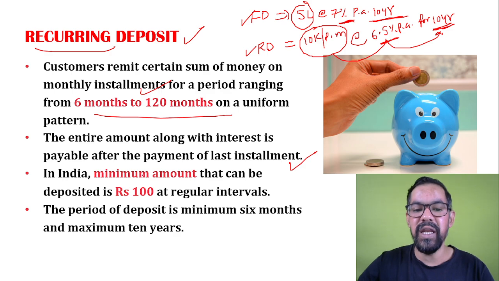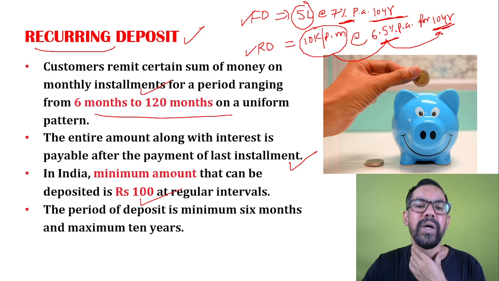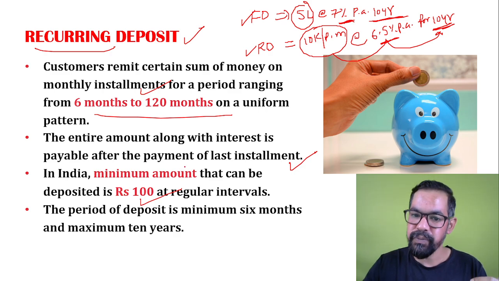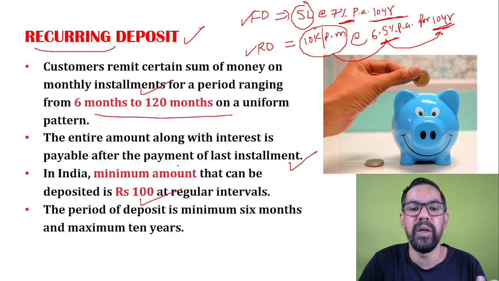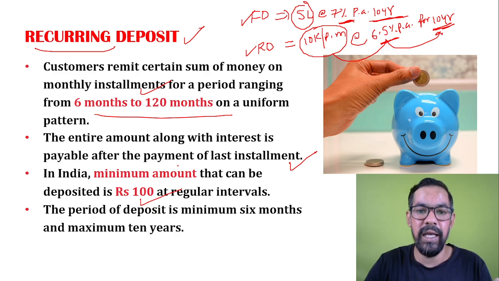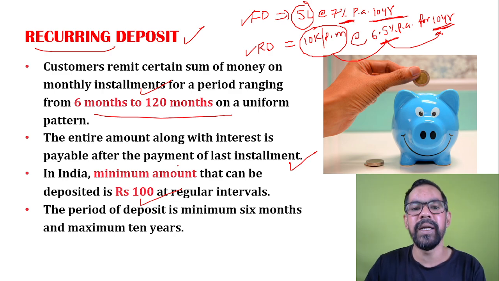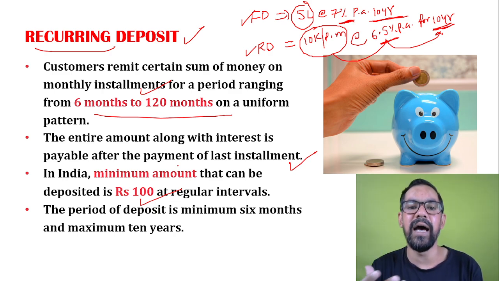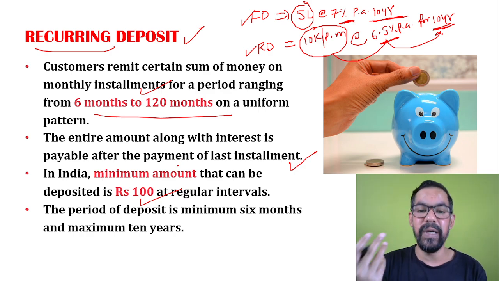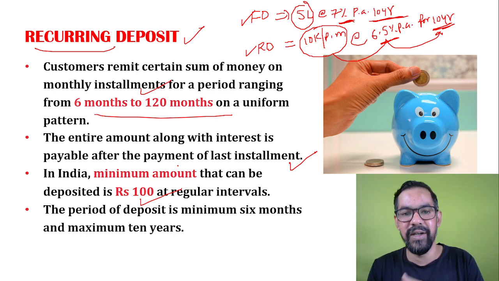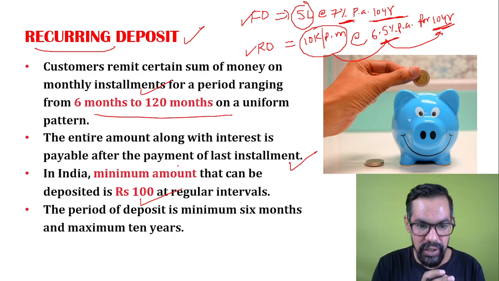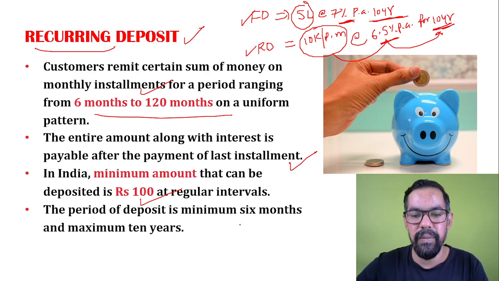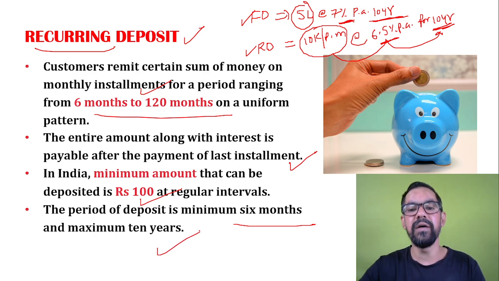In India, the minimum amount that can be deposited in RD is 100 rupees. So you can start an RD with 100 rupees per month or 1200 rupees per annum. This is the minimum deposit generally accepted by banks and other financial institutions in India. There is no maximum limit, but some banks generally cap at 15 lakh rupees, or they advise customers not to go for higher denominations because time is uncertain. The period of deposit is minimum 6 months and maximum 10 years, which we earlier discussed.